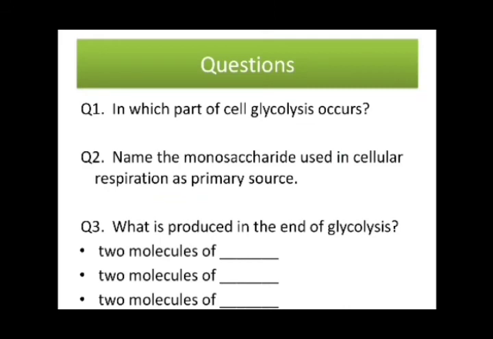So at last there is a question session. So the first question is, in which part of the cell does glycolysis occur? Second, name the monosaccharide used in cellular respiration as the primary source. And in the third question, what is produced at the end of glycolysis? So blanks are there. Think about it and answer now.